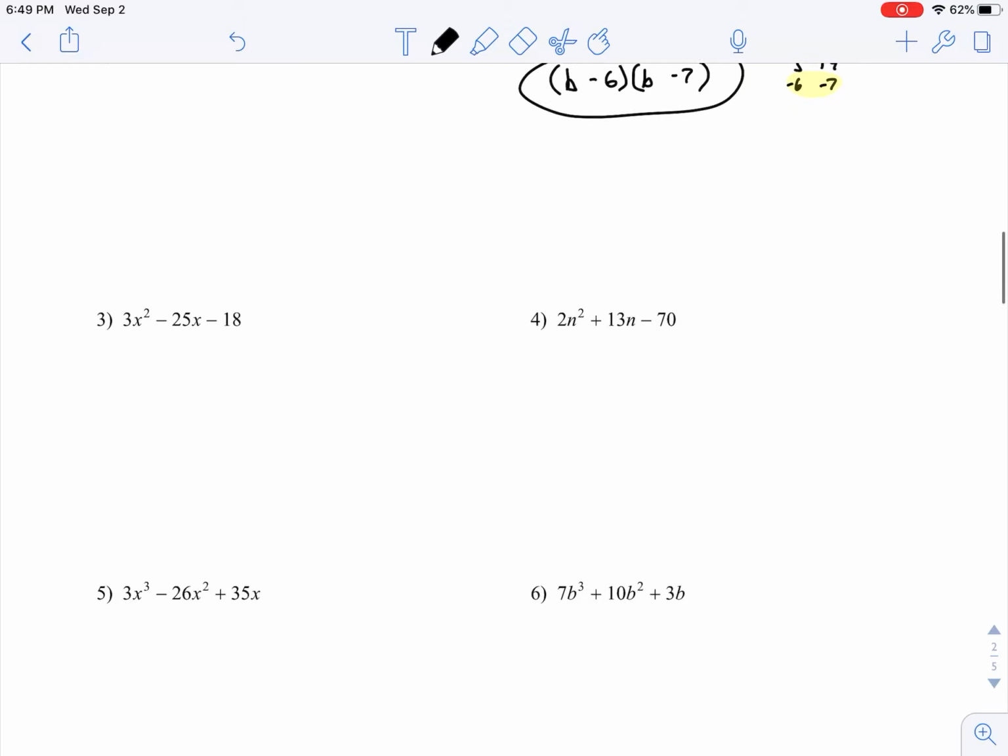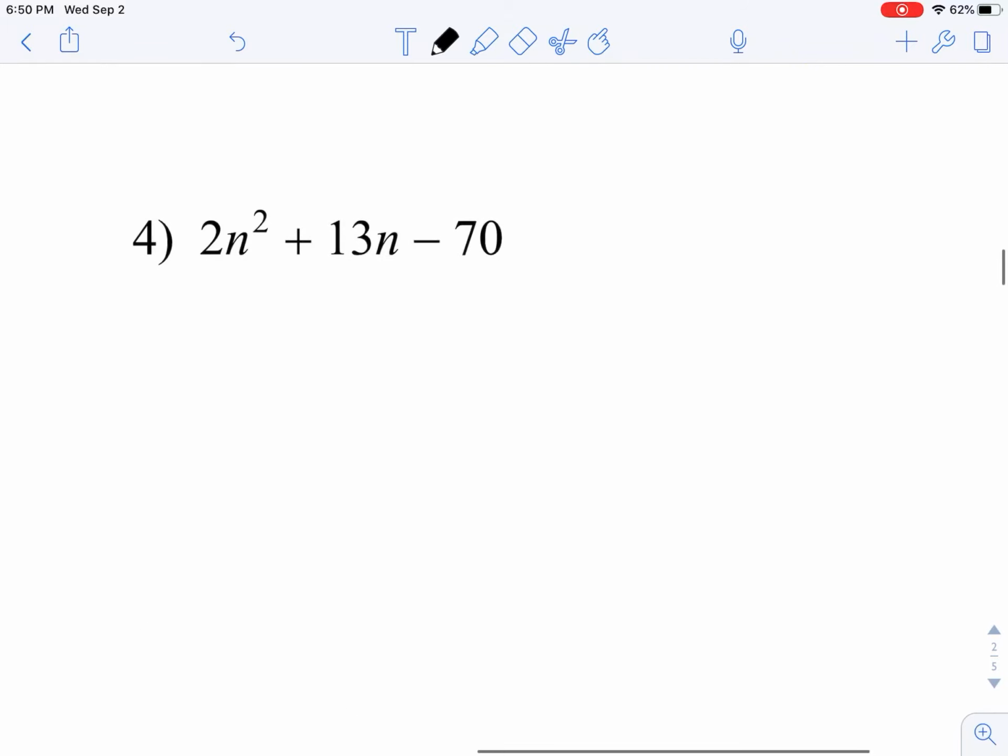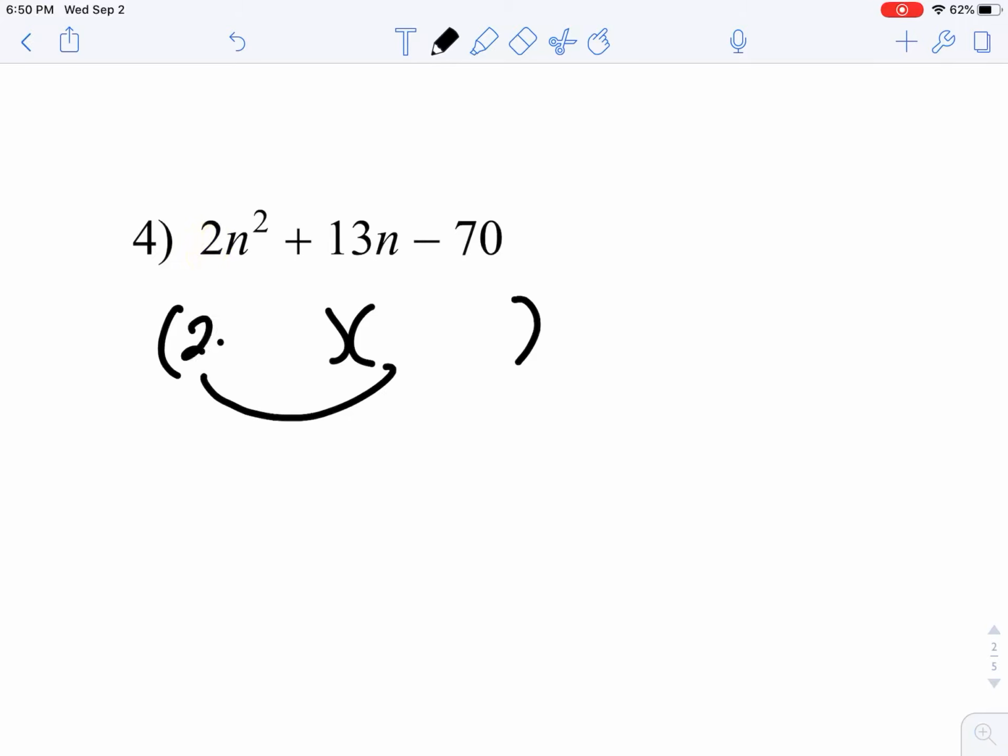All right, let's look at number 4. Now, number 4, also a trinomial. There's 3 terms. The first power is a second power. It's squared, however you want to say it. But this has what we call a lead coefficient. So it's going to make this a little more complicated. So these two still have to multiply together to give you 2n squared. And that's got to be 2n and n. There's not much other way to go about it.